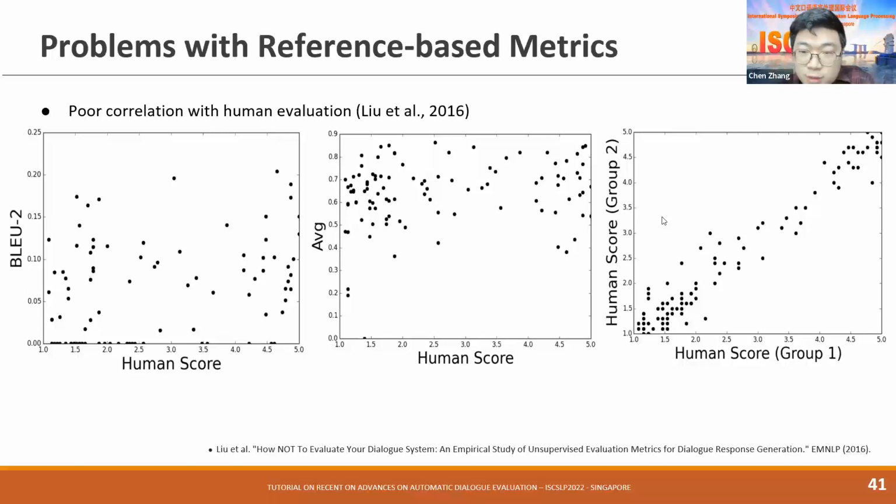The first problem with the previously mentioned reference-based metrics is that they correlate poorly with human evaluation. As we can see in the right figure, the human score of group 1 and the human score of group 2 actually have a perfect linear relationship, so there's one straight line in the figure. But the BLEU score and the embedding average have very poor correlation with humans. The dots are all completely random. So that's one problem with the reference-based metrics.